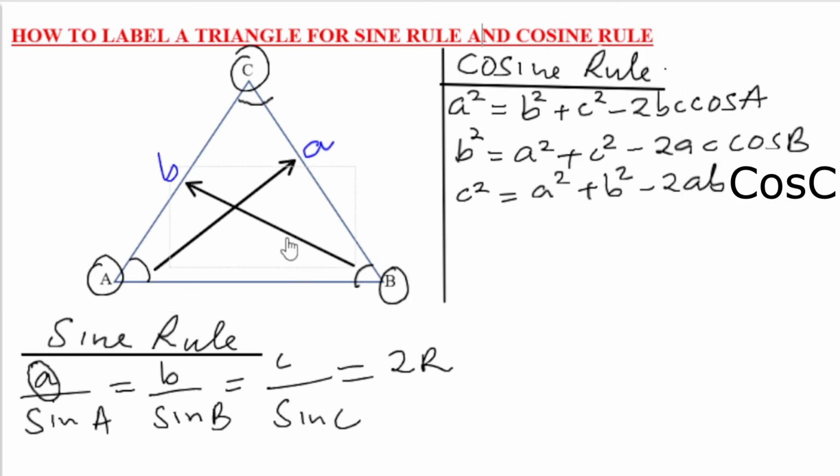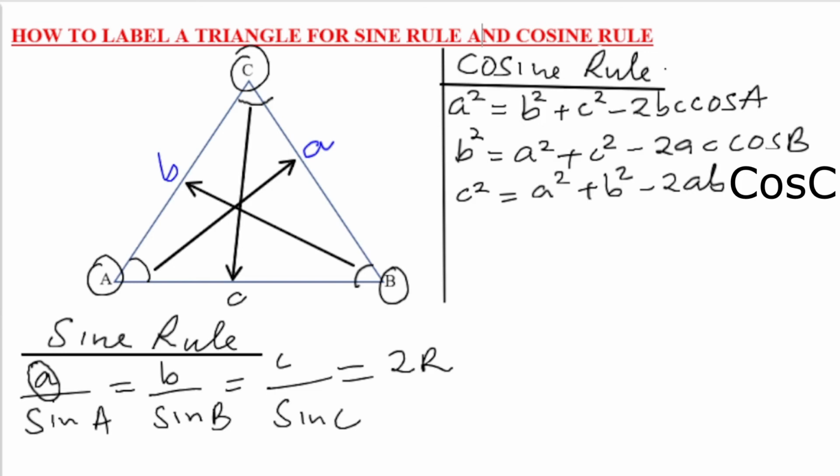Then lastly, I will move to the angle at point C there. Then I'll bring the arrow down there. Let me try to align this one better. Yeah, like that. So I will now have this one as side c. So that one now is a well-labeled triangle that you can use for sine rule and cosine rule.